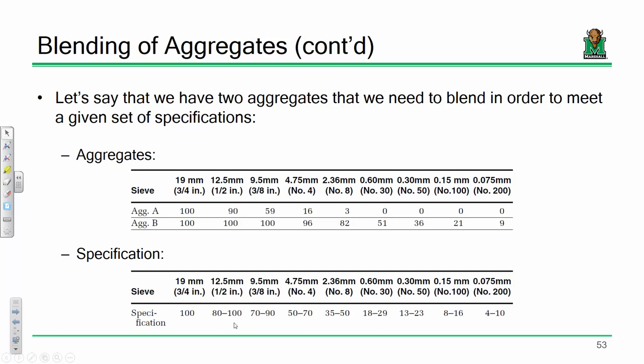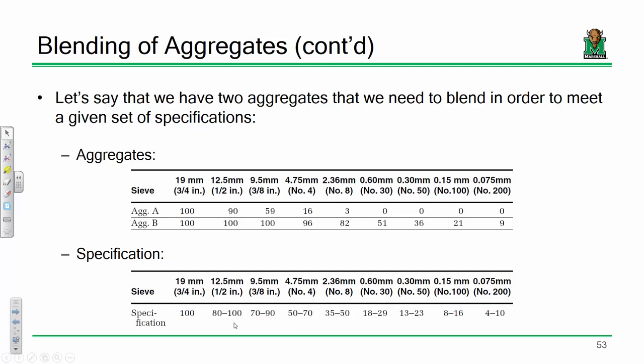Likewise, aggregate B couldn't be used either. If I look at aggregate B, number 4 sieve, I have 96% passing the number 4 sieve. Well, 50 to 70%, that doesn't apply either, right? But what if I took a little bit of aggregate A and a little bit of aggregate B and mixed them together? If we do that and assume linear interpolation, let's keep it simple. If I've got 16% passing the number 4 with aggregate A and 96% passing with aggregate B, and I just did half and half, if I average these two, that's about how much is going to pass the number 4. Does that make sense?